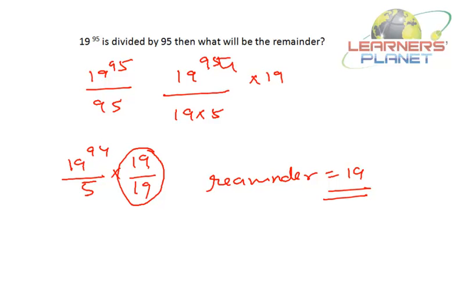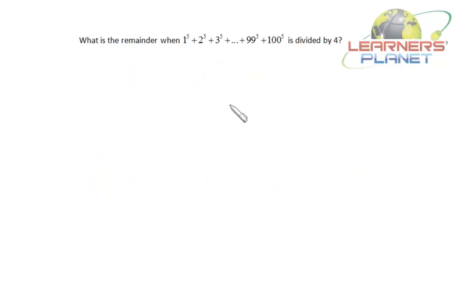As I have used the same concept, if A is divided by B, the remainder is R, then if MA is divided by MB, the remainder will be MR. Okay, friends. Now let's see this problem. What is the remainder when 1 raised to 5 plus 2 raised to 5 plus 3 raised to 5 till 100 raised to 5 is divided by 4?